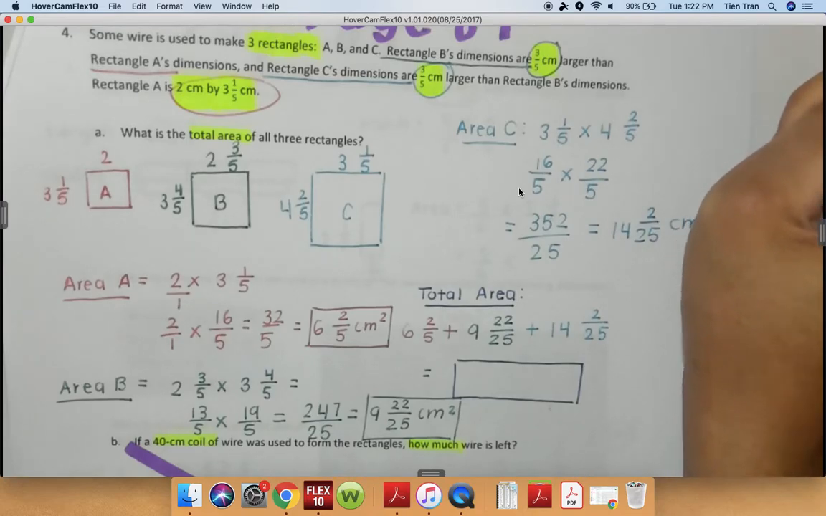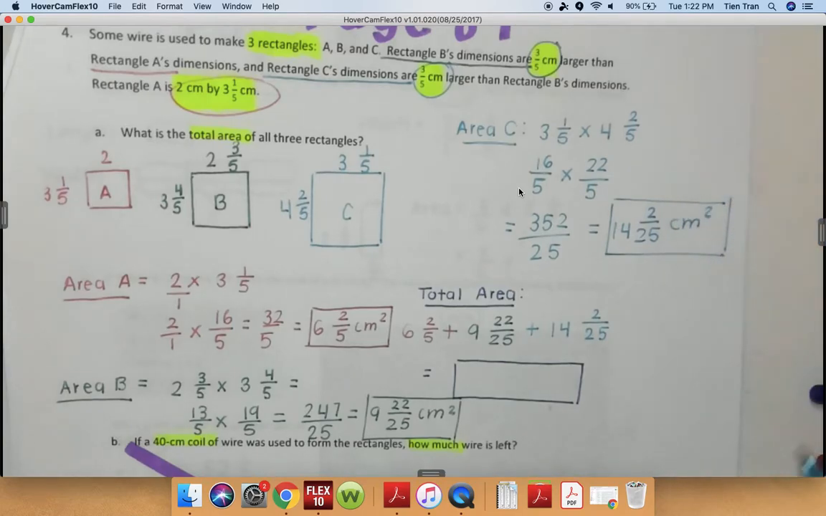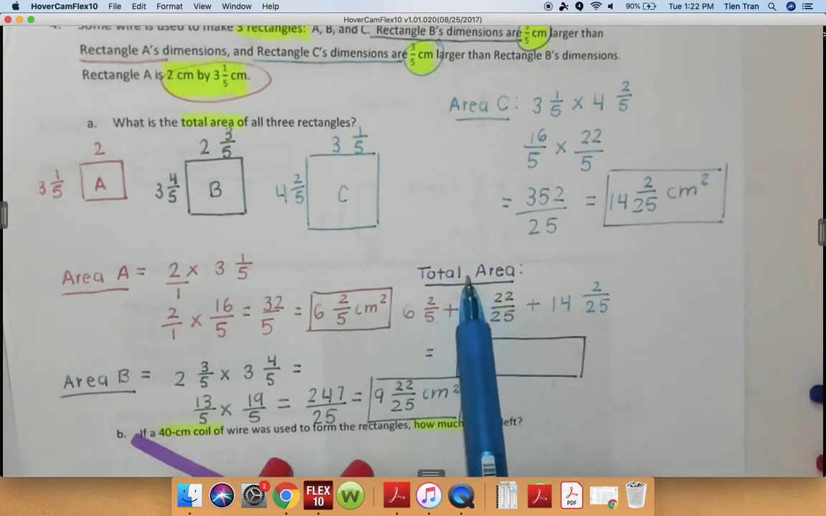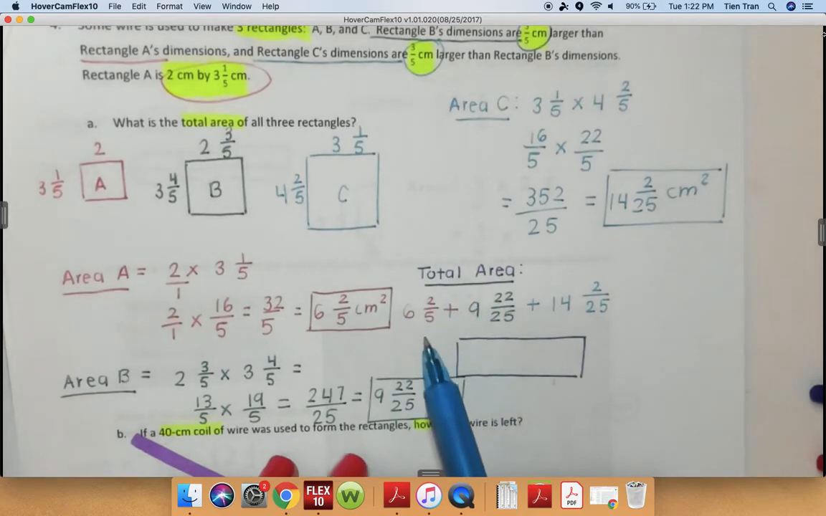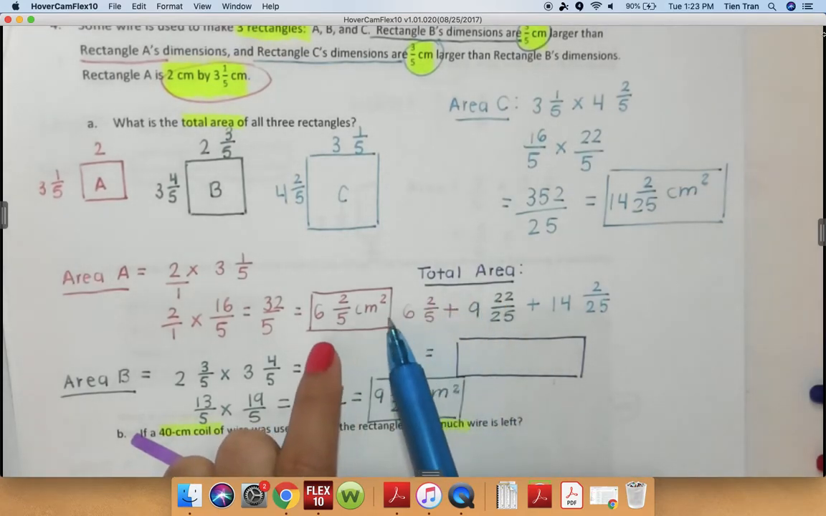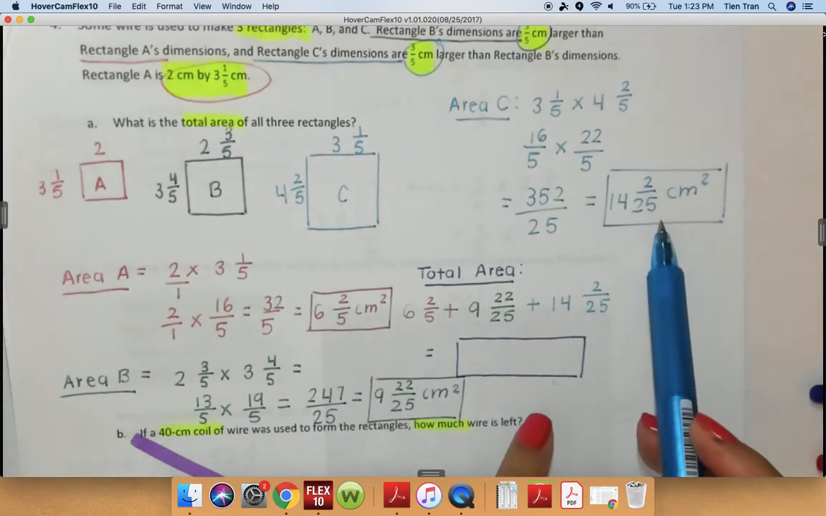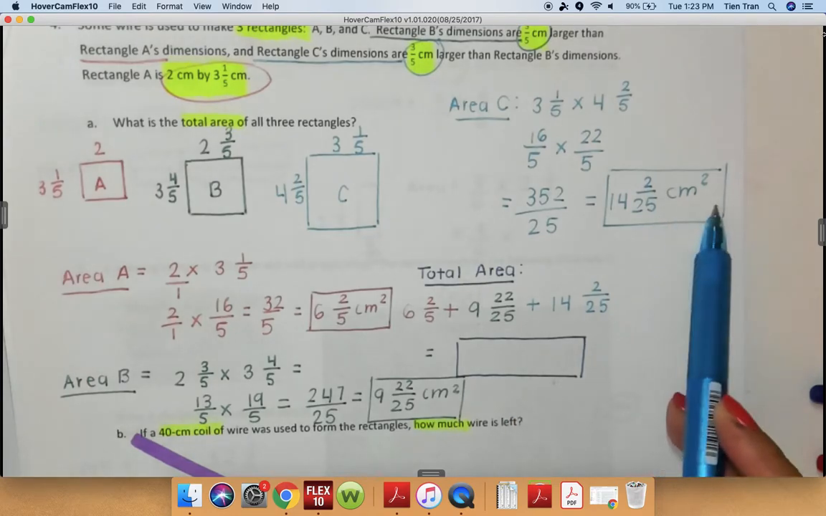And don't forget centimeters squared, because we are figuring out for area. If you're figuring out for volume, it's going to be cubed or to the power of 3. Okay, now I started writing for total area. You're adding 6 and 2/5 centimeters squared, 9 and 22/25 centimeters squared, and 14 and 2/25 centimeters squared.